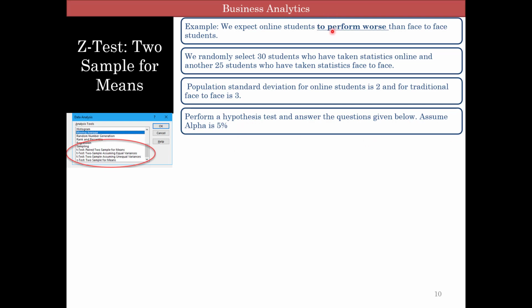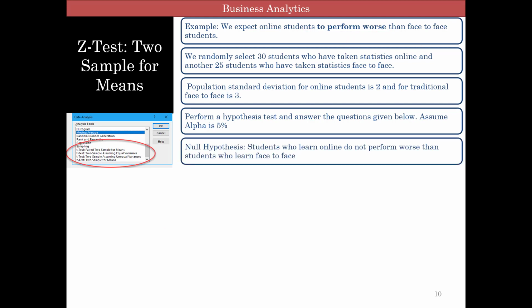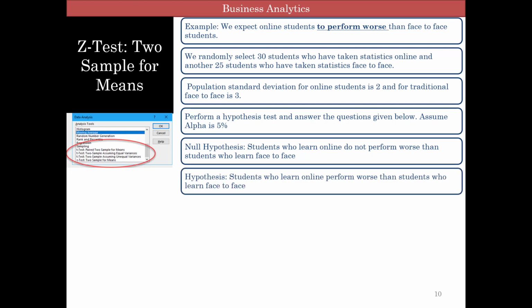So remember here, instead of a difference, we are expecting online students to perform worse. And so always you start off with the null hypothesis and face-to-face. Null was they do not perform worse.